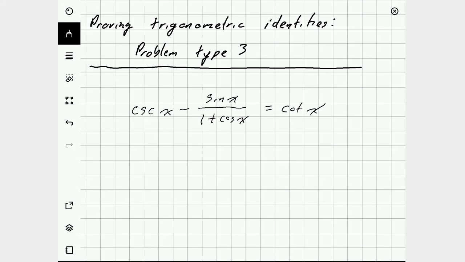In this particular case, we have cosecant of x minus sine of x over 1 plus cosine of x is equal to the cotangent of x. Now we could, and it's very tempting, to start throwing in properties of equations to play around with the equation. We cannot do that here. That is not part of the process of proving a trigonometric identity. We need to start with the left-hand side.